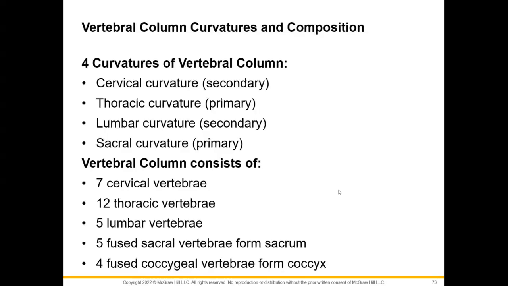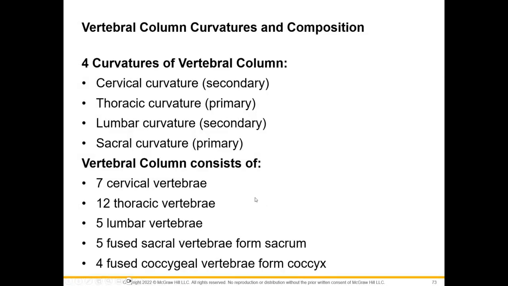When we talk about the vertebral column, we divide it into 4 curvatures. The cervical curvature is secondary, the thoracic curvature is primary, the lumbar curvature is secondary, and the sacral curvature is primary. But these curvatures start basically right below the head, so the neck, cervical, then into the thoracic region. Lumbar is like lower back, and even lower down is the sacral curvature.